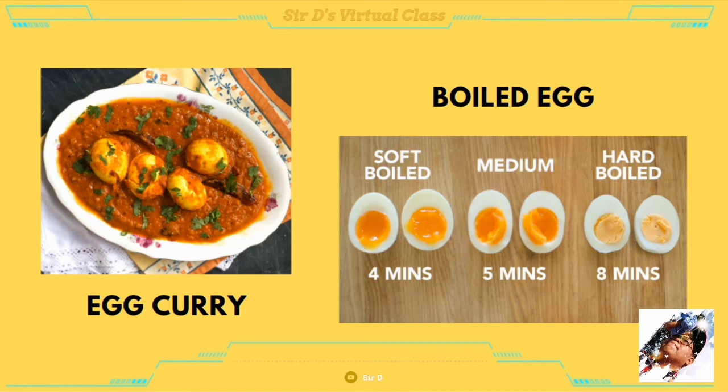Boiled eggs have different kinds, such as the soft-boiled, being boiled in hot, simmering water for 4 minutes. The medium ones are for 5 minutes, and the hard-boiled eggs actually last in this simmering or boiling liquid for 8 minutes.